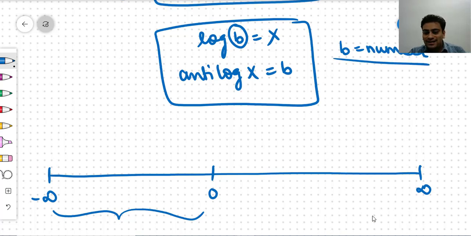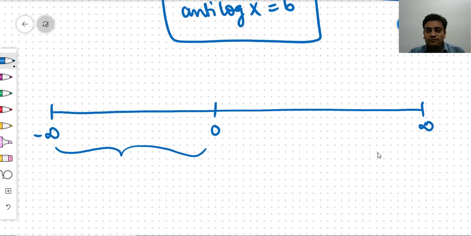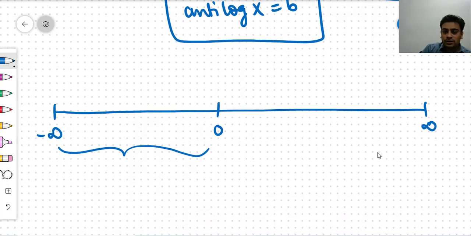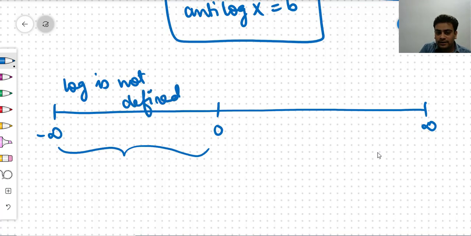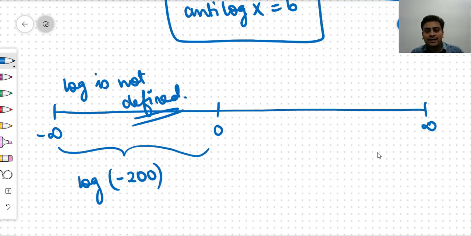So log is not defined for any negative number. In this zone, particularly from 0 to negative infinity, your log is not defined. This is the easiest way to remember that. If someone asks you to find the value of log for negative 200, let's say, and you remember that log is not defined for a negative number, immediately you can say that log is not defined.